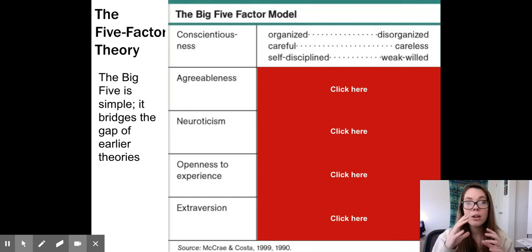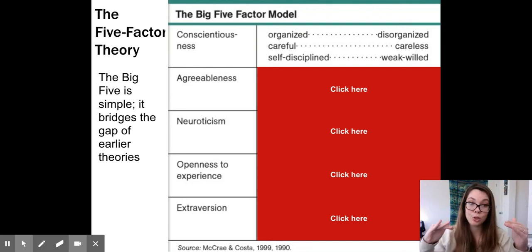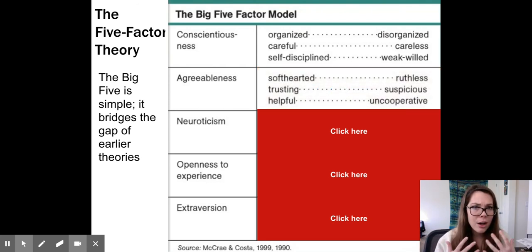So we have conscientiousness. Are you organized versus disorganized? Are you careful versus careless? Are you self-disciplined versus weak-willed? These are the questions that fall under conscientiousness. The next one is agreeableness. Are you soft-hearted or ruthless? Are you trusting or suspicious? Are you helpful or uncooperative? These traits all fall under the agreeableness spectrum.